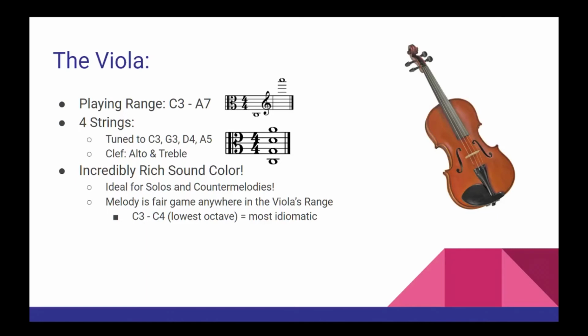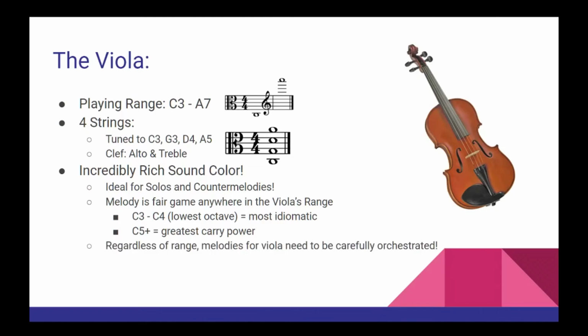The second most suitable range for the viola to play melodic material is anywhere from C5 and above, since this is where the viola will have the most carry power and have the easiest time being heard. This also includes the viola's highest register, which allows you to take advantage of the higher tensions being used on the A string. With that being said, however, no matter where you put the melody in the viola's range, it will require careful orchestration. Because just to speak bluntly, the viola has a pretty big disadvantage for performing melodies due to its range.